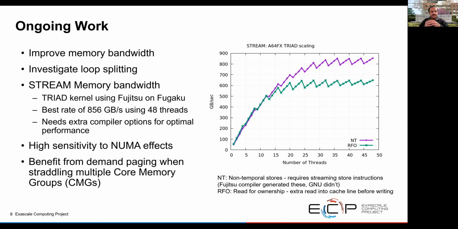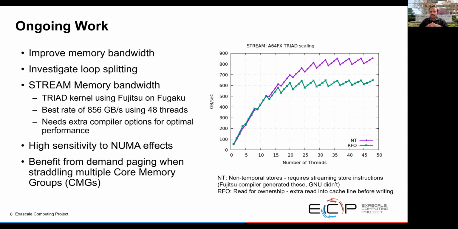As part of it, we also looked at the STREAM memory bandwidth benchmark to try to understand the optimal compiler options and environmental settings, so that we can apply some of the lessons learned to our application. The graph here is showing the triad kernel using Fujitsu compilers on Fugaku. The best bandwidth is achieved using 48 threads, and it's about 856 Gbps. That's quite a bit of memory bandwidth that is available, but you need a lot of compiler options, the right incantation, to get the optimal performance.